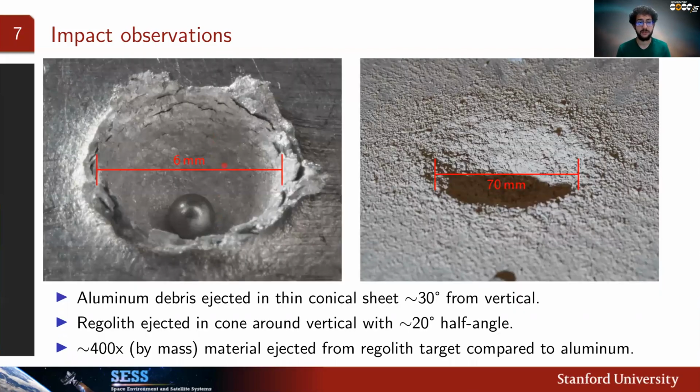Examining the craters, where I've placed a representative projectile in the aluminum crater for reference, we can see that the regolith target produces a crater about 10 times larger than that in the aluminum target. It also ejects about 400 times the material by mass. This is unsurprising given that we're comparing a solid metal target with a granular medium. Note, however, that the debris from the aluminum impact are concentrated in a narrower region of space.